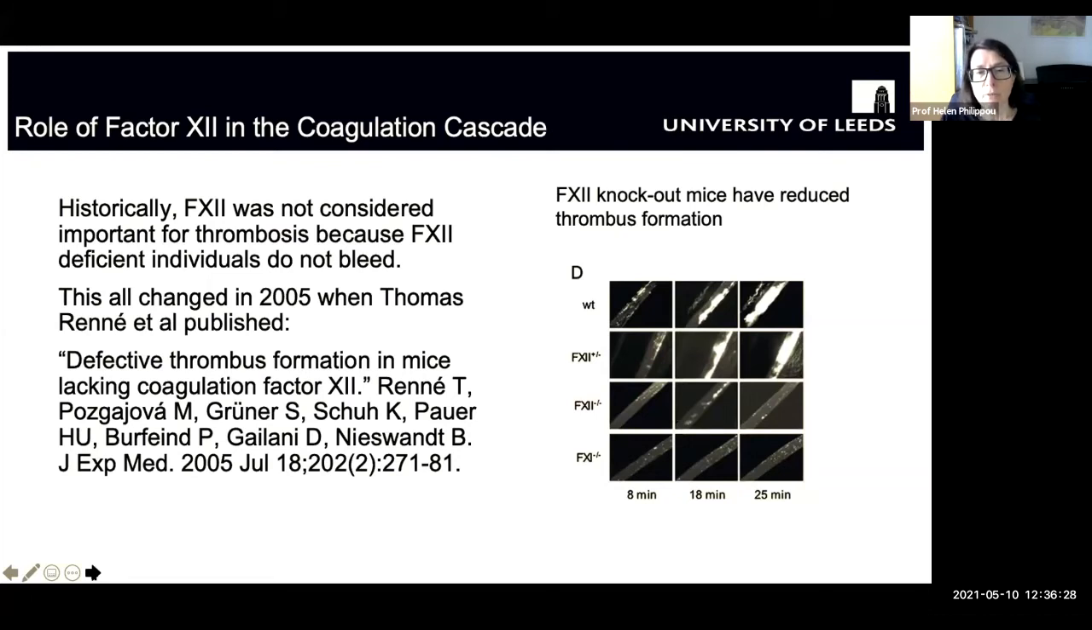However, in 2005, Dr. Thomas Renné showed that in factor 12 deficient mice, they were unable to form thrombi. And so if you look at the factor 12 knockout mice, you can see that there's no thrombi compared to the wild type mice. And this was also true for factor 11 deficient mice. Next slide.